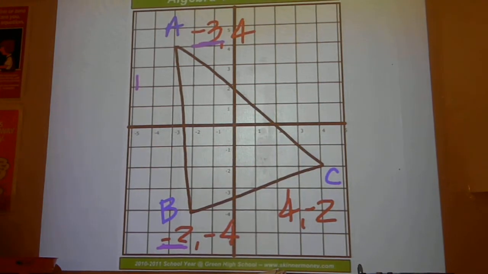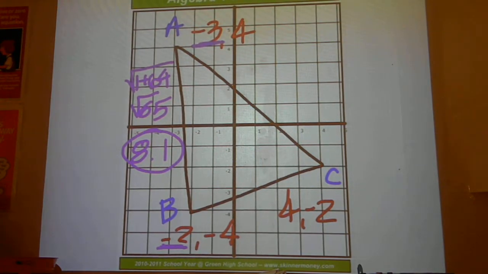4 minus a -4 is 8. And then 8 squared is 64. Add those two together and come up with the square root of 65. And on your calculator, the square root of 65 should be 8.1. So there is the first distance, AB.